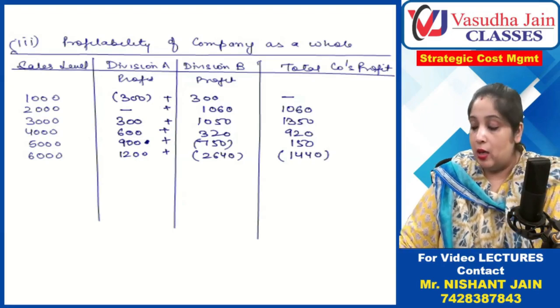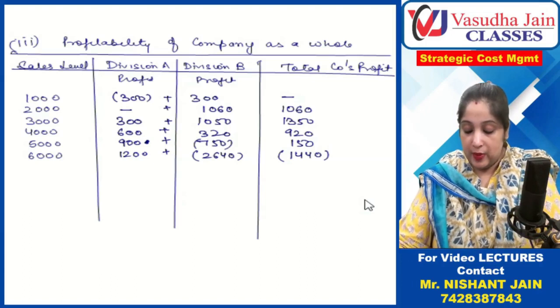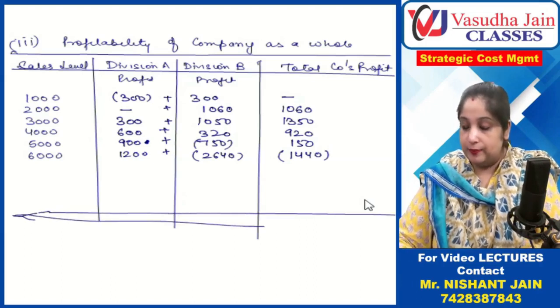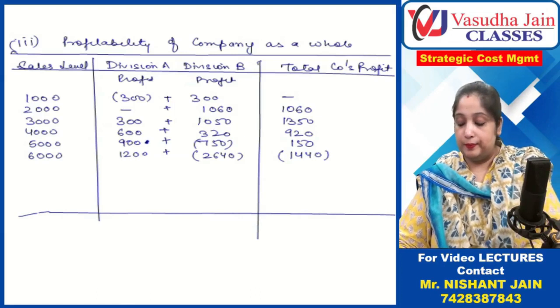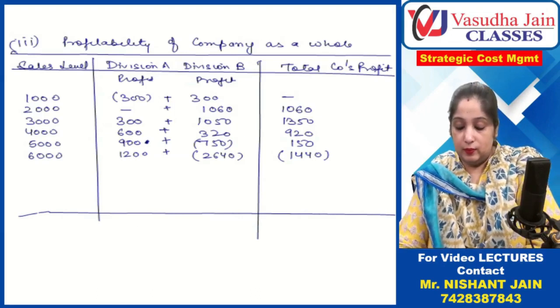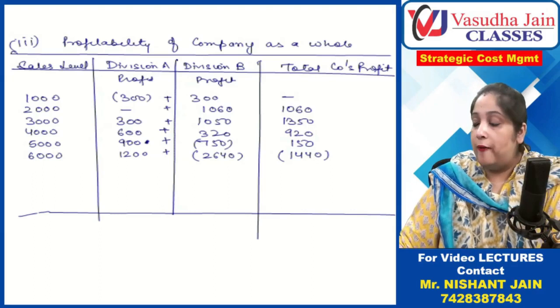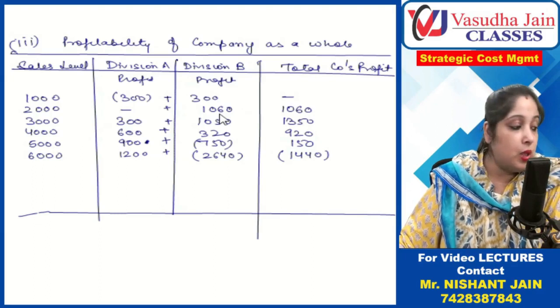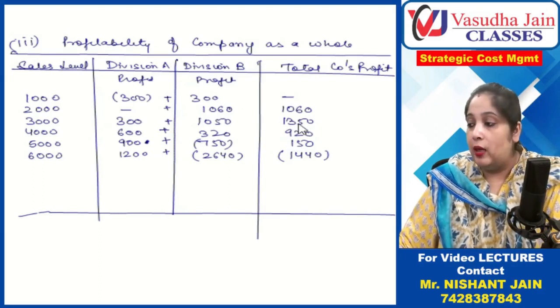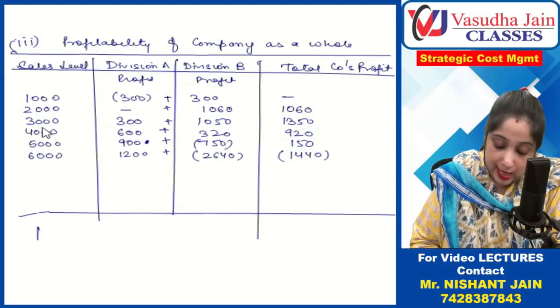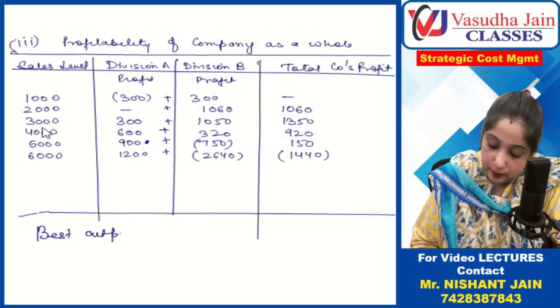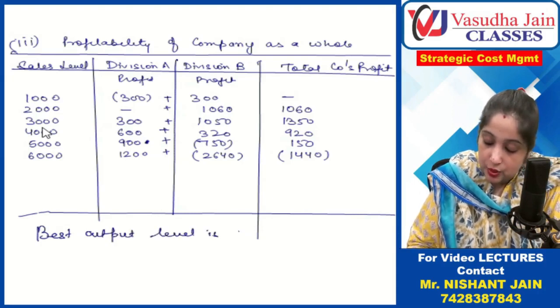Now please tell me at what level the profit is highest. You can observe that the highest is 1350. So 1350 is the highest profit the company can make, at 3000 units. So the best output level is 3000 units, right?